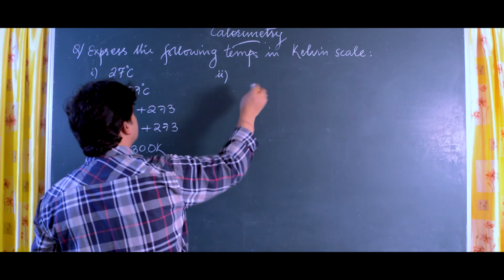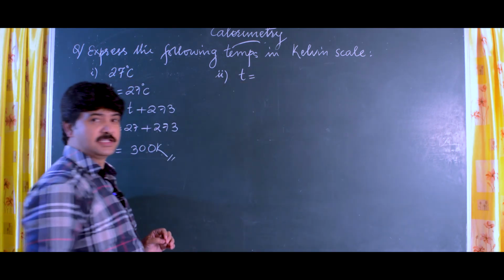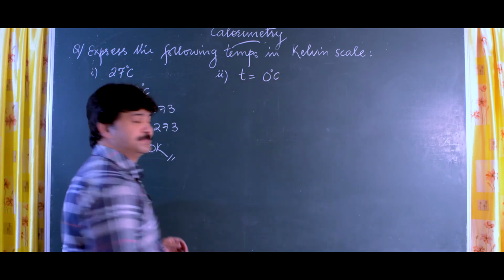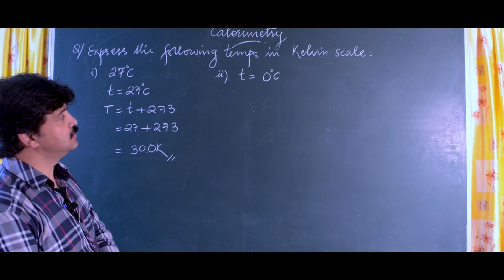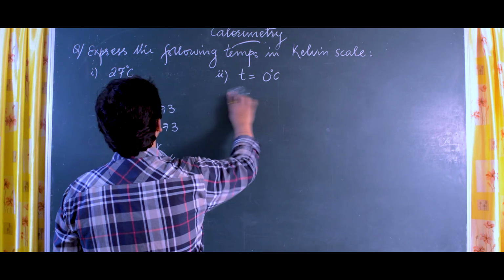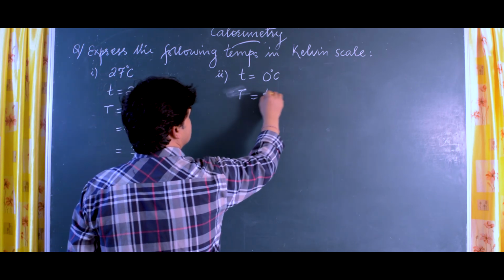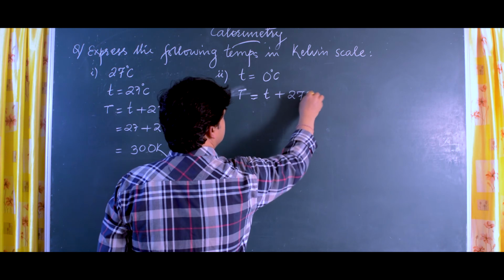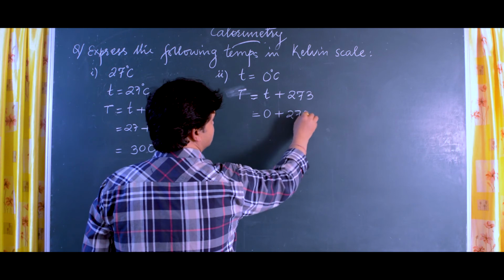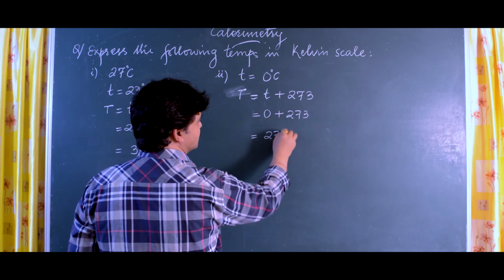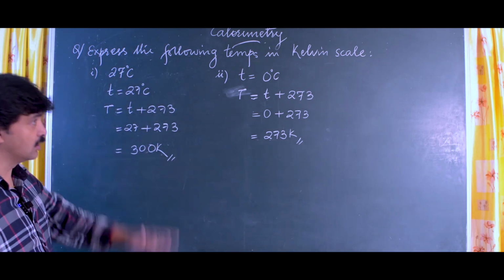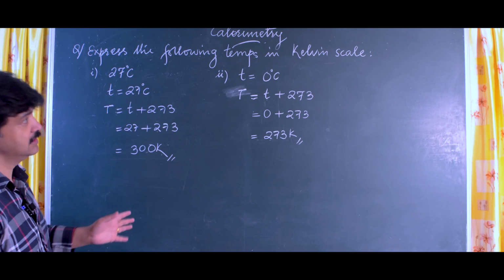Number 2, let's say the temperature which you are given is 0 degrees Celsius. If you need to convert that into Kelvin, we do the same thing. First we write the formula: T is t plus 273. So T is 0 plus 273, which is 273 Kelvin. So this way we solve the numericals, or express the temperature in Kelvin.